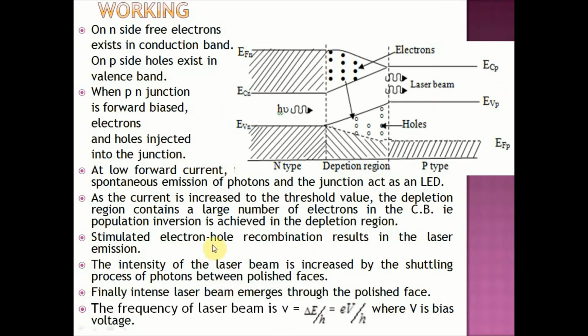Now stimulated electron hole recombination. Now the junction will have electron hole recombination. This will result in the laser emission. The intensity of the laser beam is increased by the shuttling process of the photons between the polished surfaces.